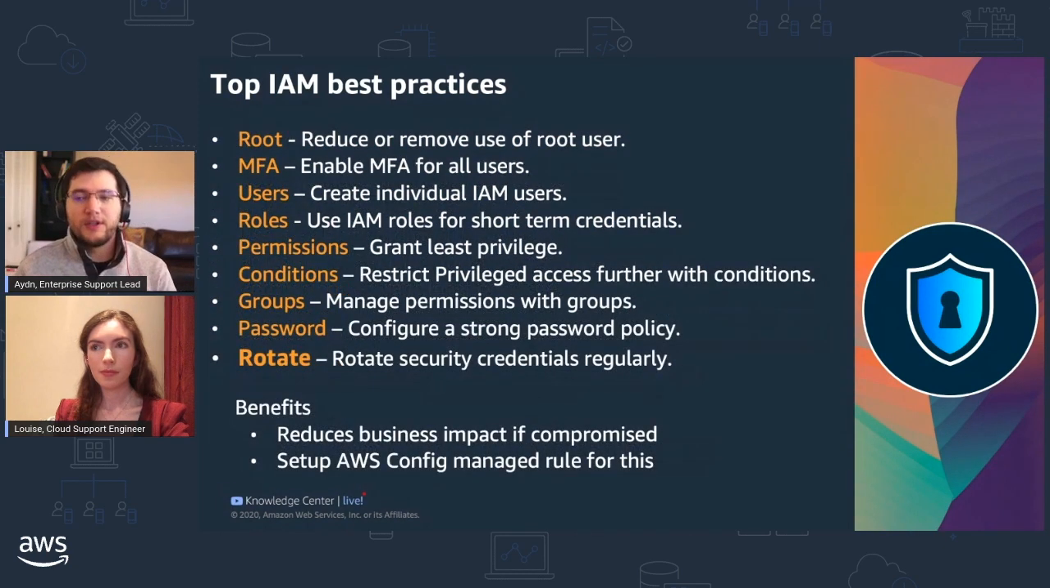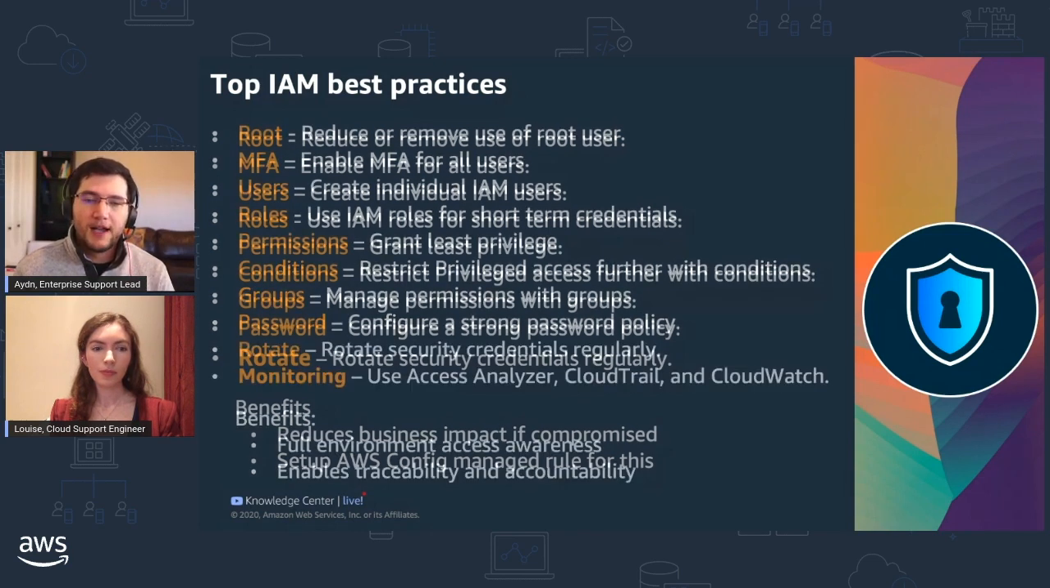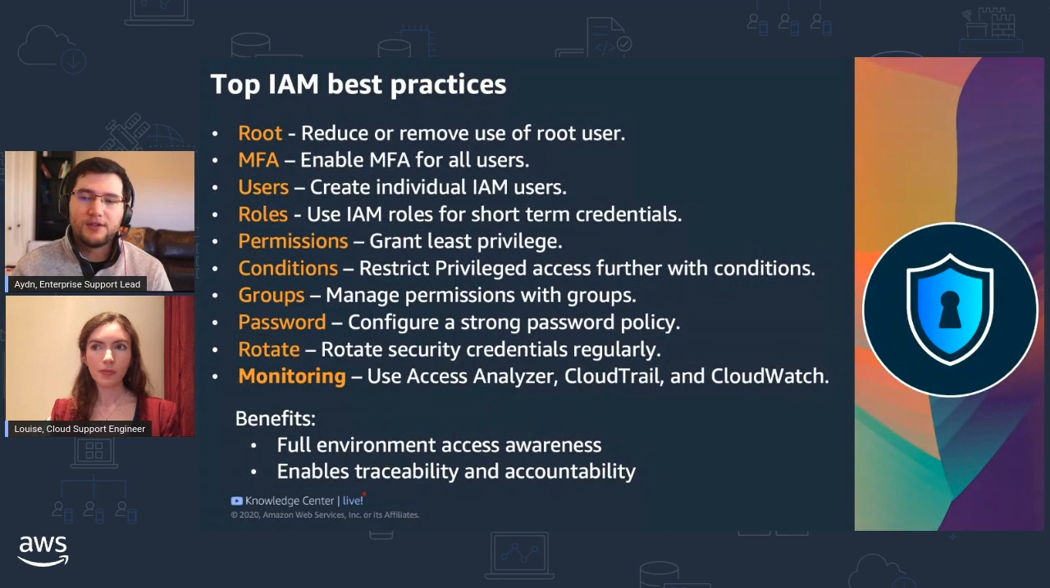Next is to rotate your credentials regularly. If you do have long-lived credentials, like access keys and passwords, and you can't use roles that automatically rotate, make sure you are rotating regularly. That reduces the business impact if you're compromised. And we recommend using another service, AWS Config. It has a managed rule to check for your credential age. We'll also talk about this in monitoring and how to make sure you are actually rotating if you think you're rotating.